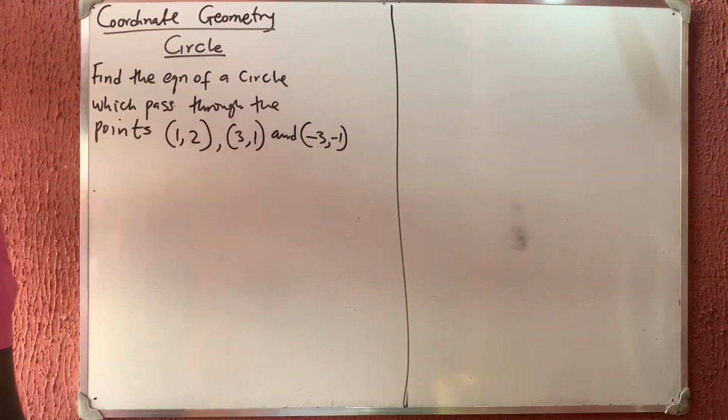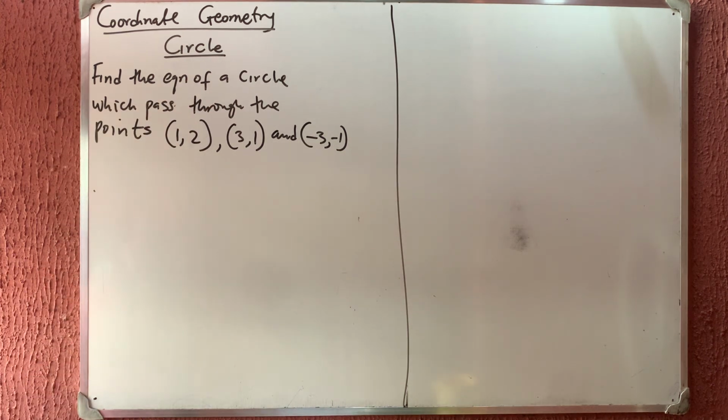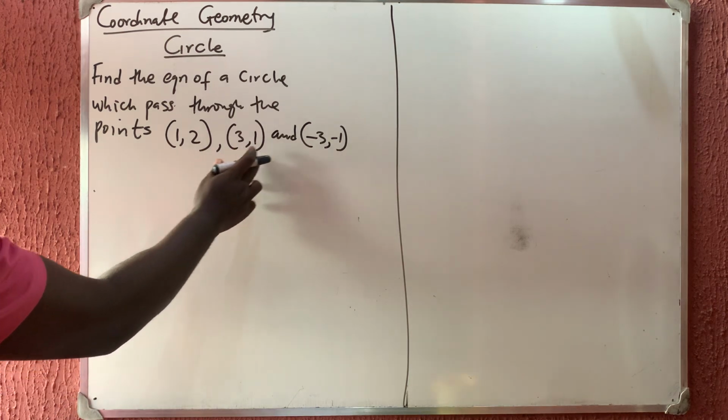Now let us quickly solve this simple math problem. Okay, it's a coordinate geometry problem. Now we're asked to find the equation of a circle which passes through the points this, and this.